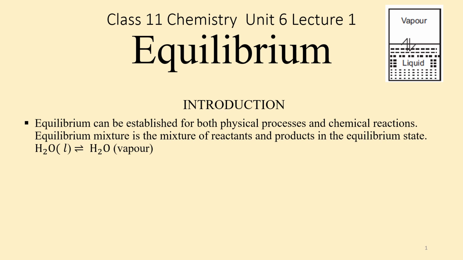For example, it can be represented as, in the case of H2O liquid getting converted on heating to H2O vapor and vice versa. The double half arrow, as shown on the screen between H2O liquid and H2O vapor, indicates that the processes in both the directions are going on simultaneously. Thus, the mixture of reactants and products in the equilibrium state is called the equilibrium mixture.